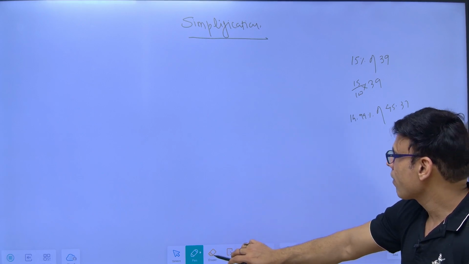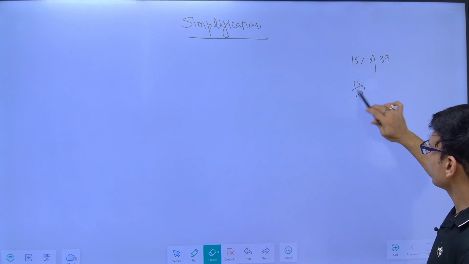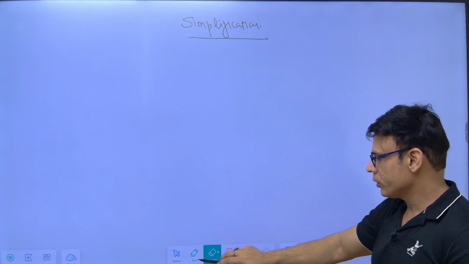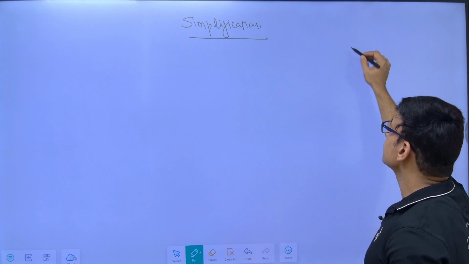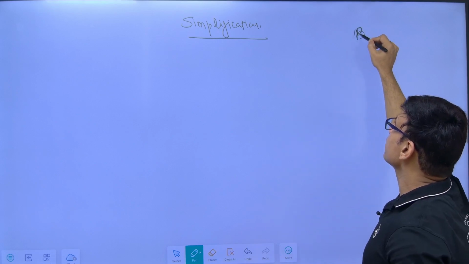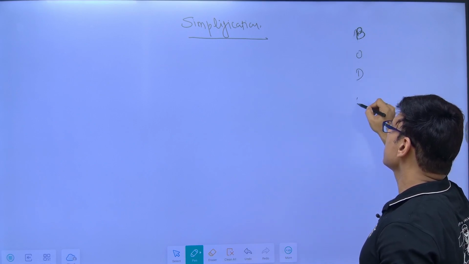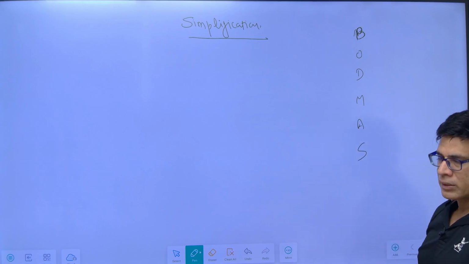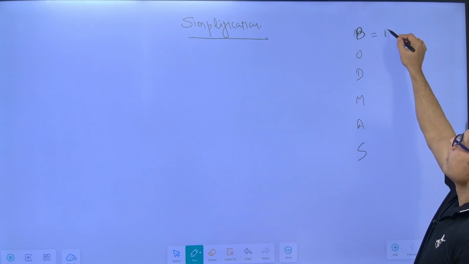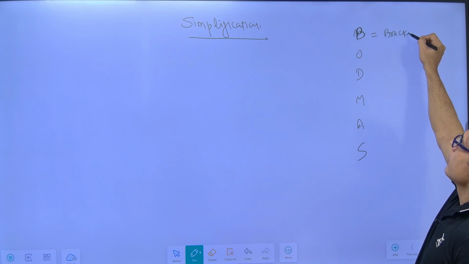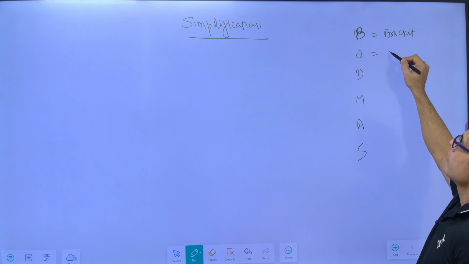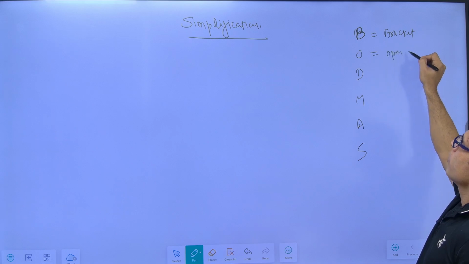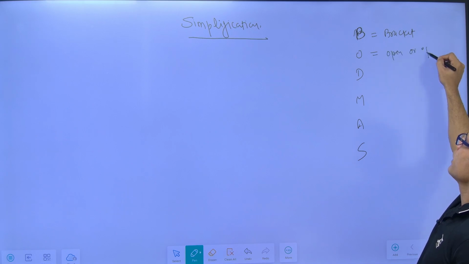Second is rules of BODMAS. You know BODMAS? पढ़ा बचपन में BODMAS. Heard about BODMAS? B stands for bracket, O. Open और off भी लिखते हैं.